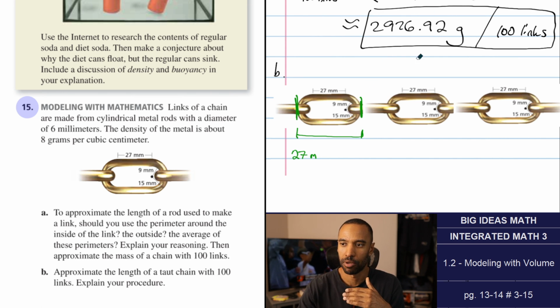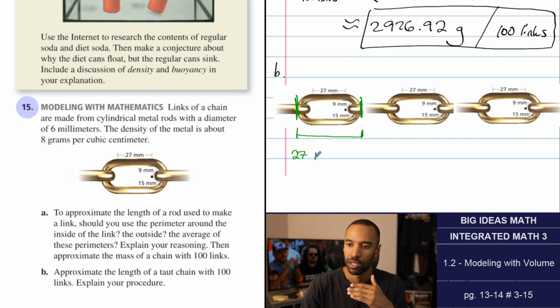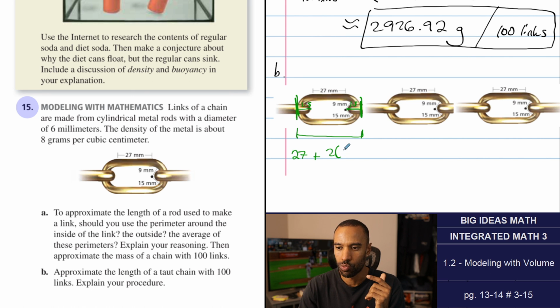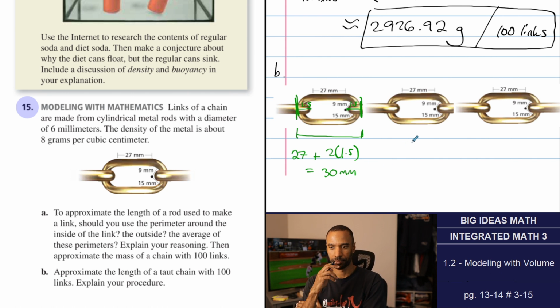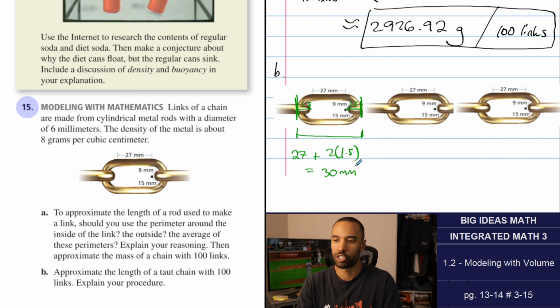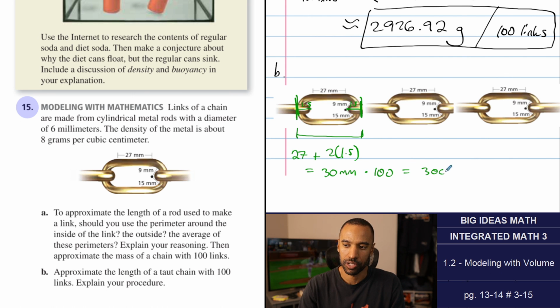So 27 millimeters plus, we basically have the circumference. No, not the circumference. The radius, that 1.5 here and there. So plus two 1.5s, which would be 30. That's 30 millimeters per chain. Right? 27 plus 1.5s, I think it's 30 millimeters per chain. Now there are 100 chains, which is 3,000 millimeters.